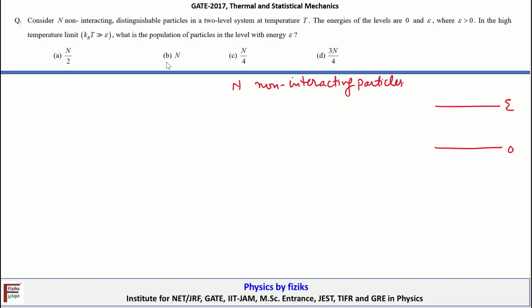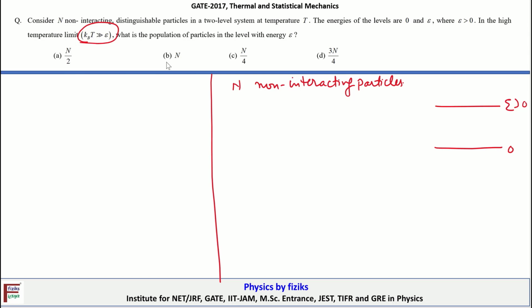Now the energy levels are 0 and E, where E is greater than 0, it's given to us, in the high temperature limit. So this is an approximation that we have to apply at the end of the result that we will obtain. What is the population of the particles in the level with energy E? So at a certain high temperature we have to obtain the population in the higher energy level.